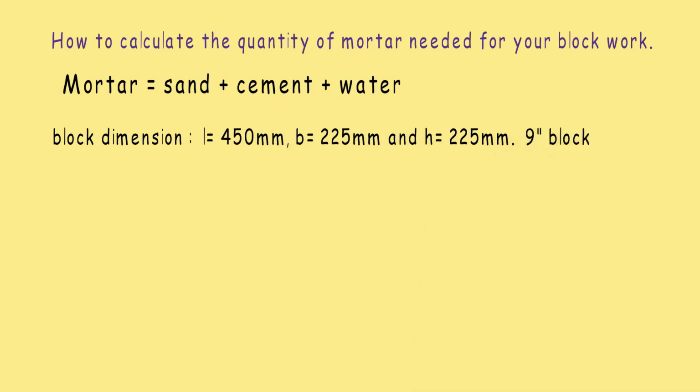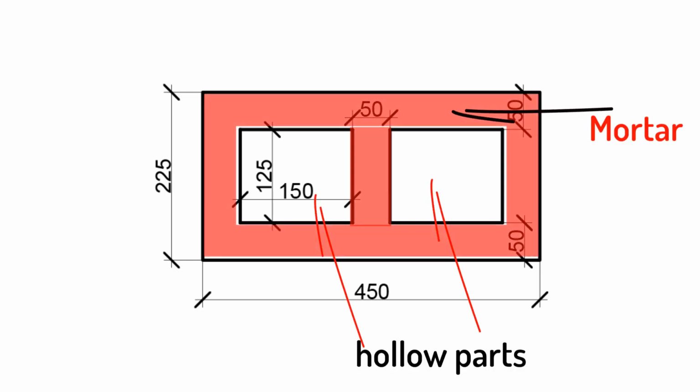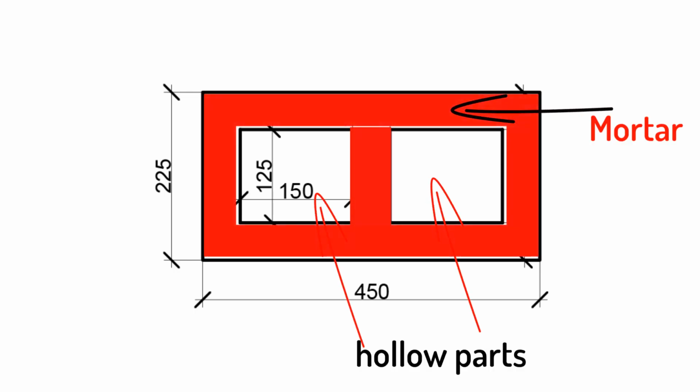Since we have selected the size of the block to be used, we have to also understand that this is a hollow block. Hollow block means that not all the bottom of the block will receive mortar. That is, there are some holes at the bottom of the block. The hollow part of the block will be free of mortar. So let's get to work now.